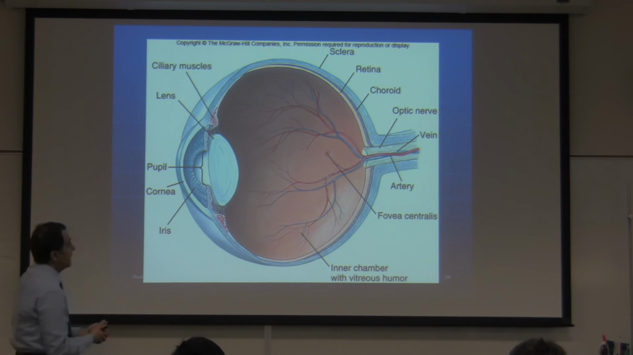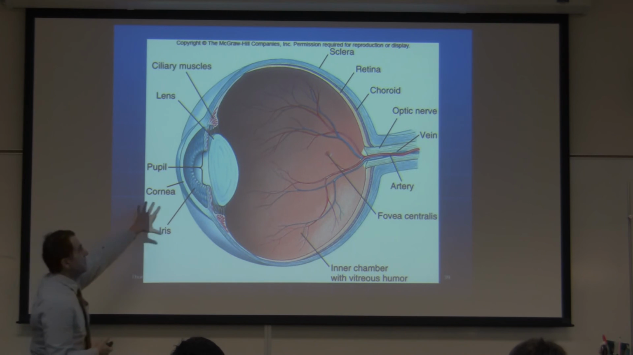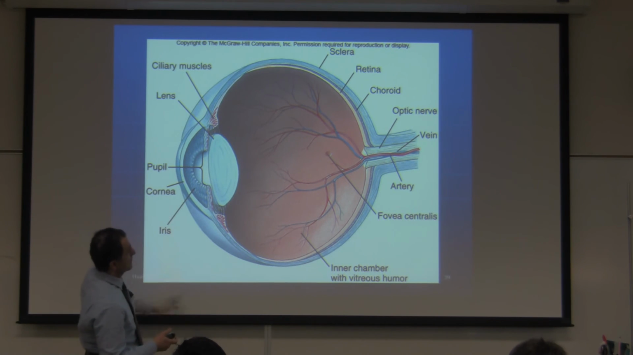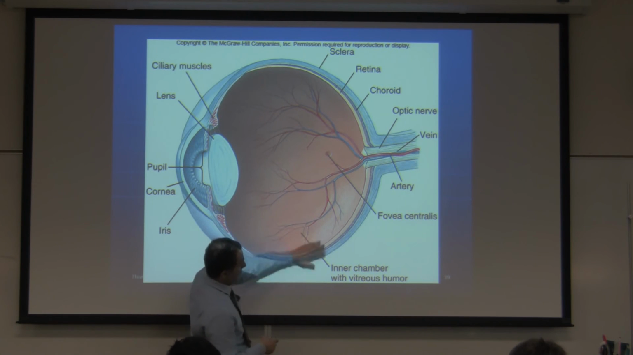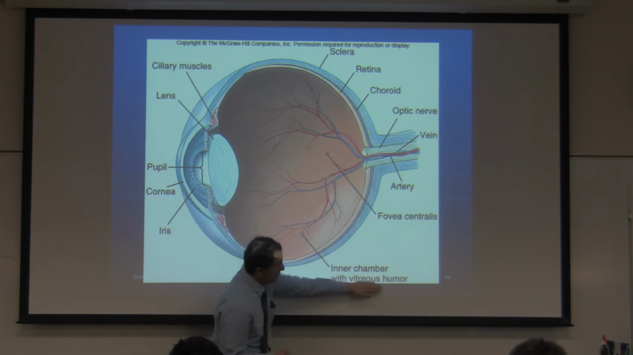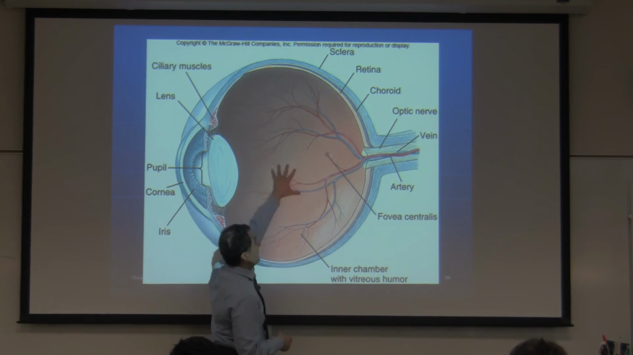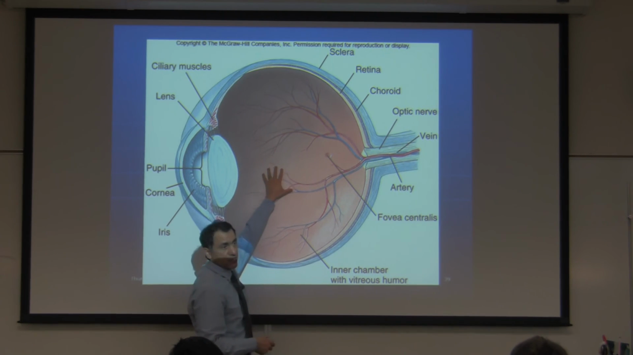Okay, and there is another fluid chamber in here too. Your textbook didn't mention it, so I'm not going to mention it again. This one is called the inner chamber, vitreous humor. All of that fluid inside of the eye is called vitreous humor.